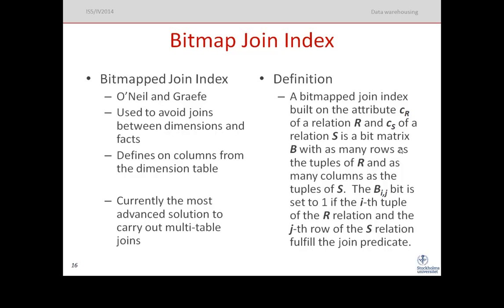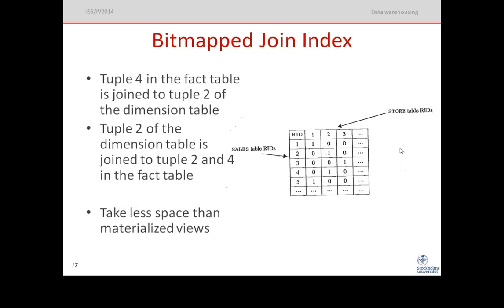And if a bitmap join index is built on the attribute column of a certain relation R, and the column of another relation called S, that is a bit matrix, a table B, which contains the index, with as many rows as the tuples of the relation R, and as many columns as the tuples of the relation S. So you will have one table as columns and one table as rows. So here we have an example. Tuple 4 in the fact table is joined to a tuple of the dimension table, and tuple 2 of the dimension table is joined to tuples 2 and 4 in the fact table. And this takes less space than materialized views, of course.